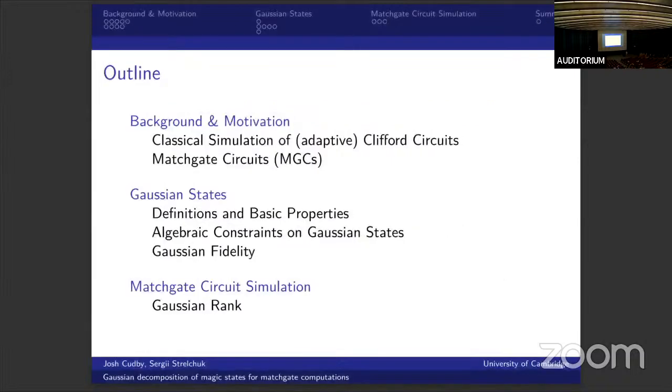Okay, so just to give a quick outline of what I'll talk about today. We're going to start with some background and motivation. I'll talk a little bit about classical simulation of Clifford circuits, and then I'll give some background on what matchgate circuits are and matchgate computations. I'll then talk about Gaussian states, giving some definitions. I'll then talk about algebraic constraints on Gaussian states, and quickly about the Gaussian fidelity. And then finally, I'll talk a little bit about matchgate circuit simulation, and in particular, the Gaussian rank.